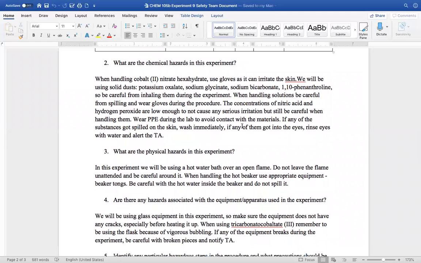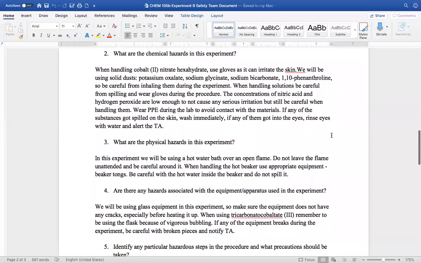Wear PPE during the lab and avoid contact with our materials. If any of the substances got spilled on the skin, wash immediately. If any of them got into eyes, rinse eyes with water and alert the TA.